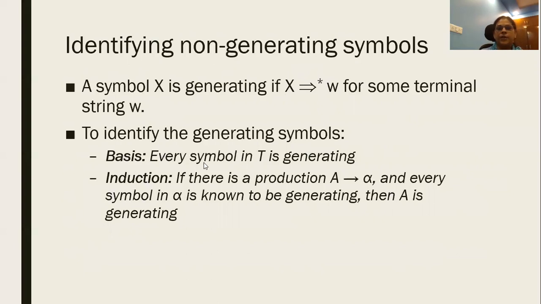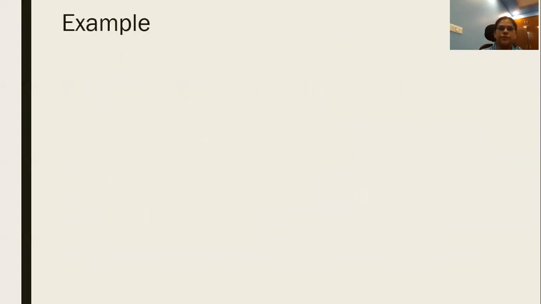So every symbol in T is generating. Obviously, terminal symbols are all generating. And if there is a production in which all the symbols on the right-hand side of the production are generating, then the symbol on the left-hand side is also generating. Let us look at an example.